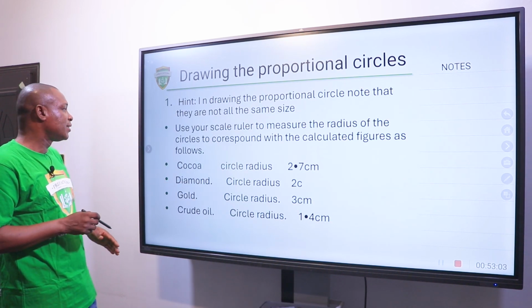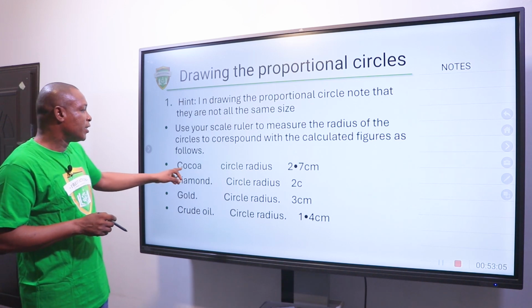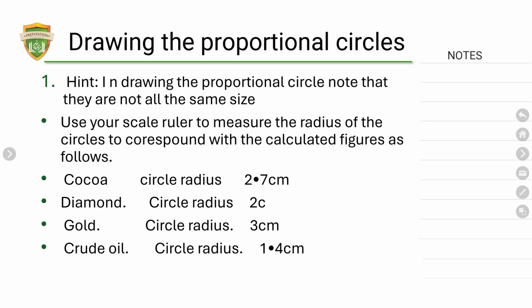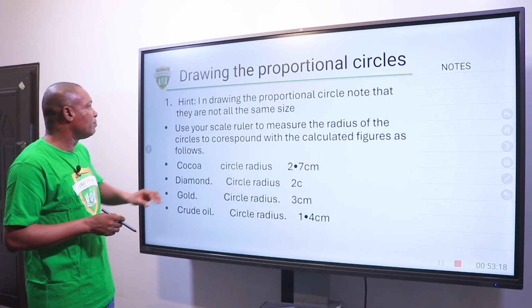So this is the hint. The circle radius for cocoa should be 2.7. For diamond, it should be 2 cm. For gold, it should be 3 cm. And for crude oil, 1.4 cm.